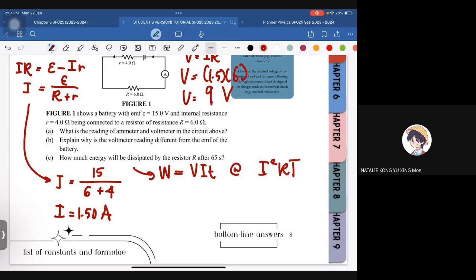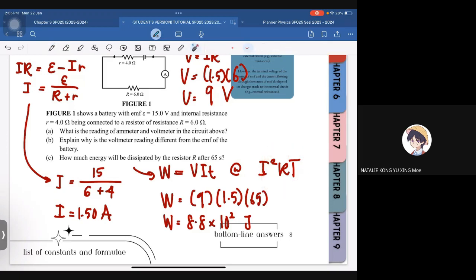Okay, so antara dua ni lah. Okay, so kalau saya pilih je lah yang first sebab dua-dua sudah ada kan. 9, ni 1.5. Time dia 65 seconds. Second sudah. So, the SI unit, dia payahlah convert apa-apa. So, dari sini energy dissipated is equal to 8.8 times 10 to the power of 2 joule. Gitu. Okay, kalau kamu guna yang I square RT ni pun sama je.